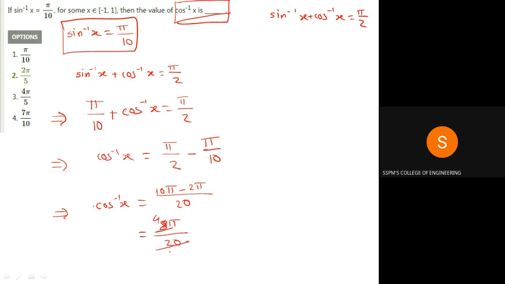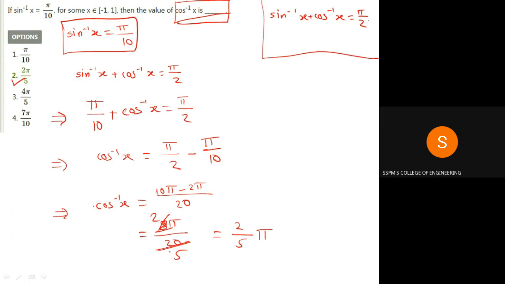4 into 2, it is 8, and 4 into 5, it is 20. So we get 2 pi upon 5, that is the answer. Okay, that is your answer, 2 pi upon 5. So this formula you should remember. We already have seen one such formula for tangent of angle.